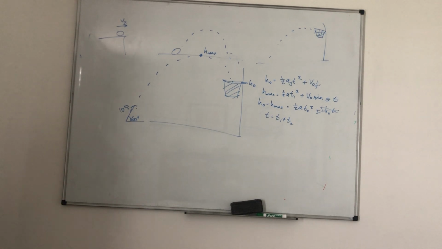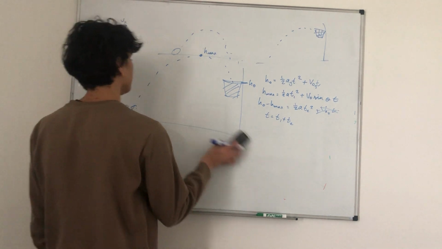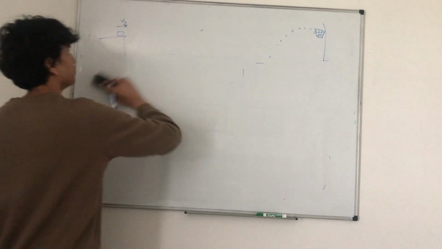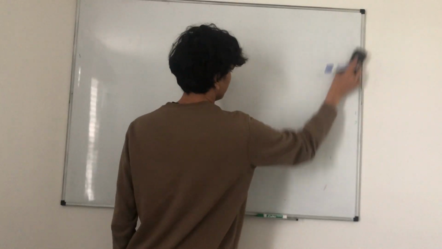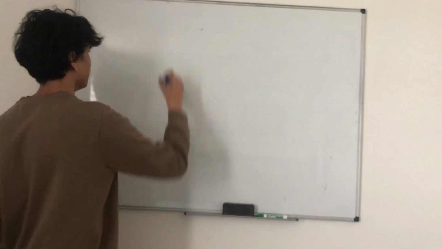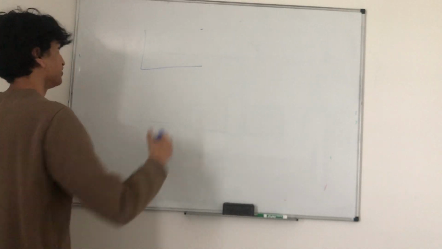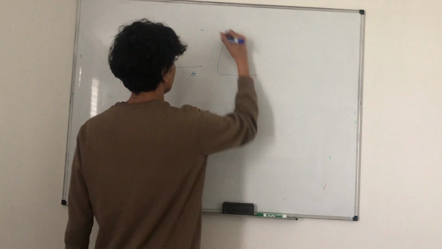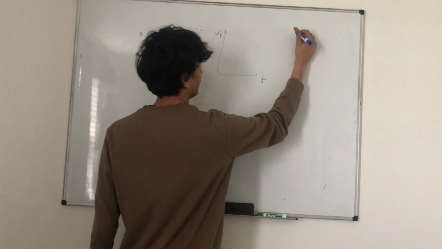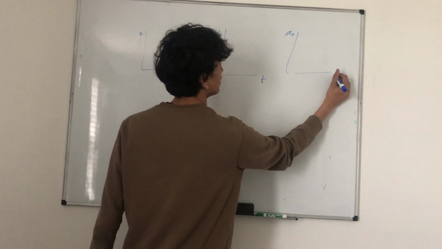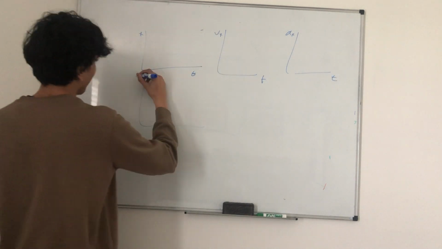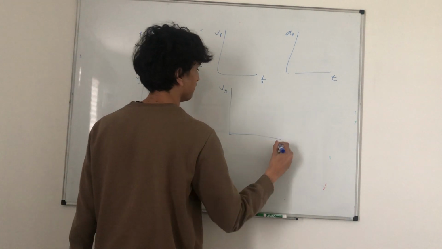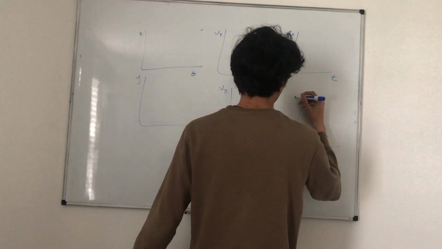And yeah, we can also talk about graphing really quickly. If we're doing graphs, let's first do a symmetrical launch. We have x versus time, Vx versus time, Ax versus time. Then we have y versus time, Vy versus time, and then Ay versus time.